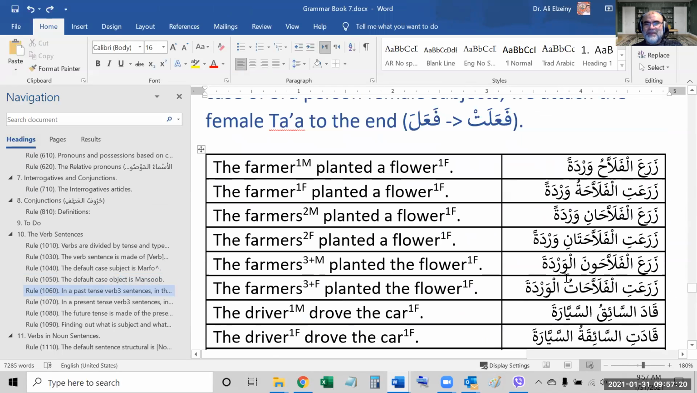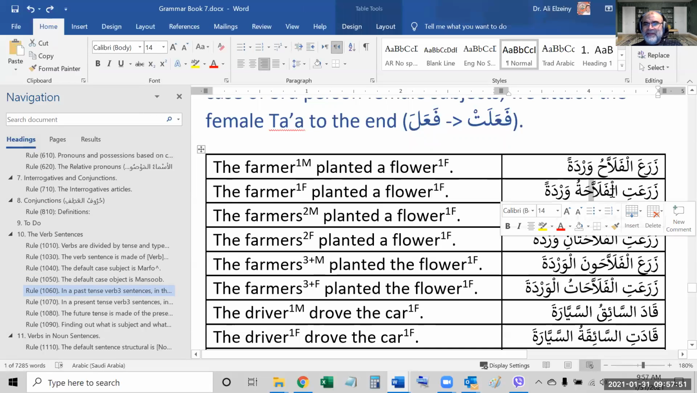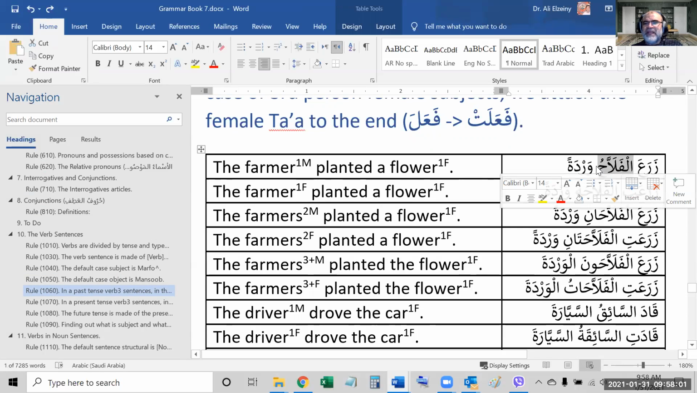Okay. Now we want to make this, instead of 3M, 3F, which is regular female plural. The only change between this case and this case is that this is M and this is F, male and female. So I need to get the word fallahatu and make it plural. The way we do that, we go to the male form and just add alif ta'. So it becomes al-fallahatu.